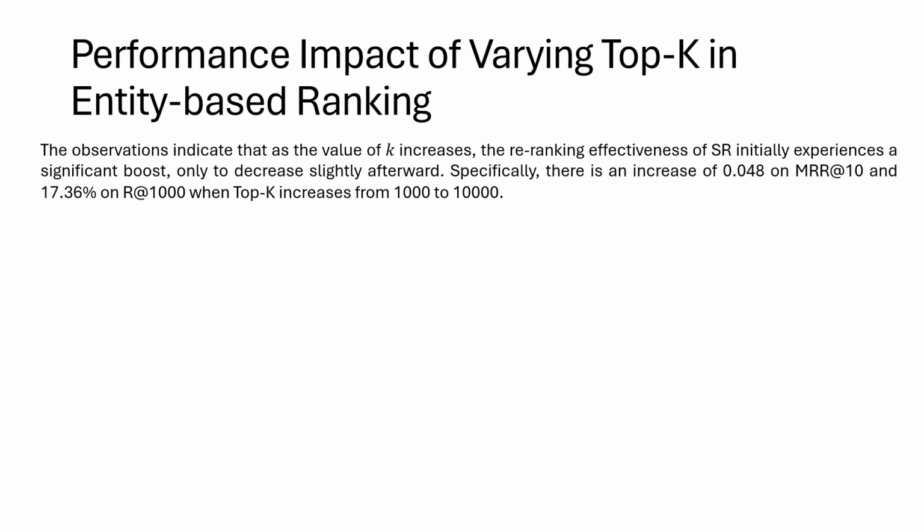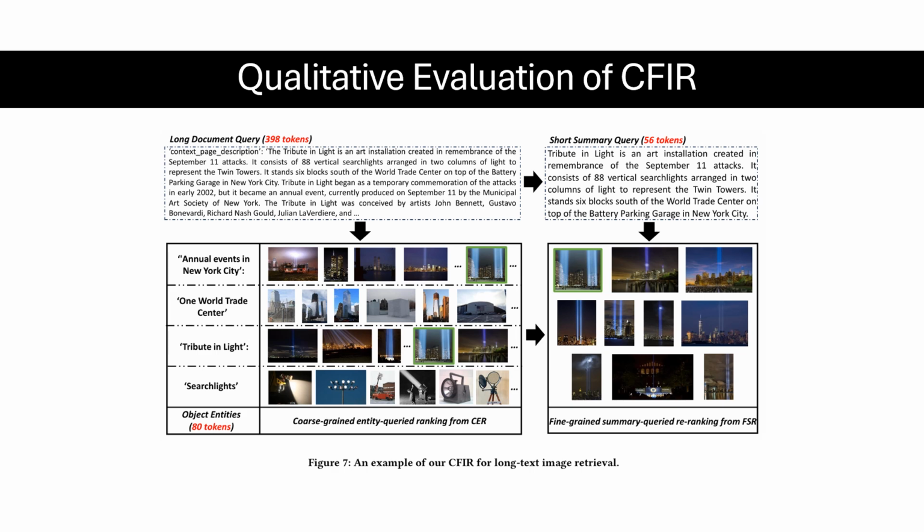Performance impact of the top K in entity-based ranking. The observation indicates that as the value of K increases, the re-ranking effectiveness of SR initially experiences a significant boost, only to decrease slightly afterward. Specifically, there is an increase of 0.048 on MRR at 10 and 17.36% on R at 1000 when top K increases from 1000 to 10,000.